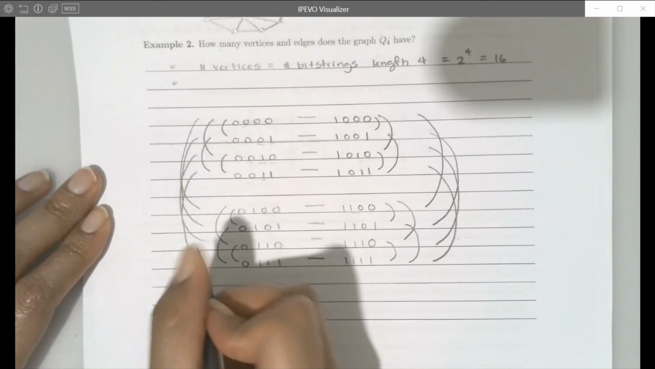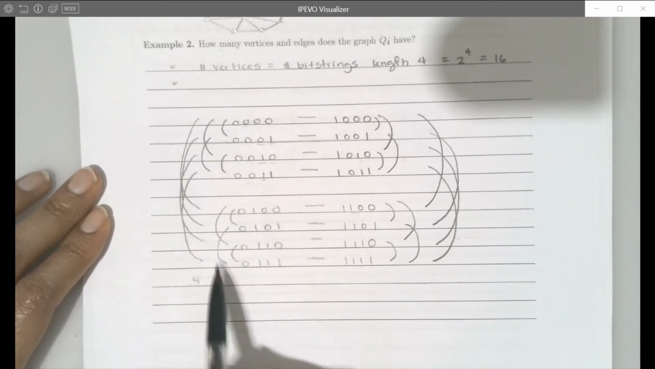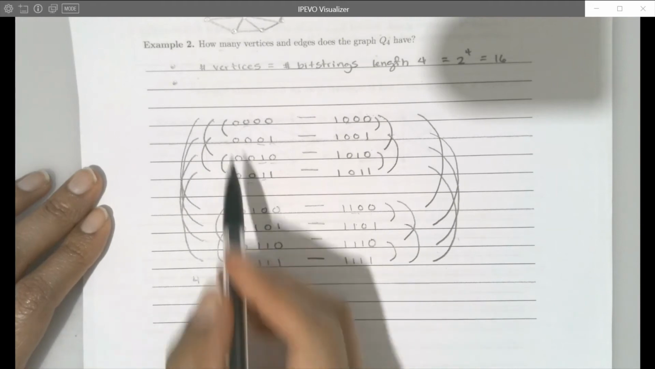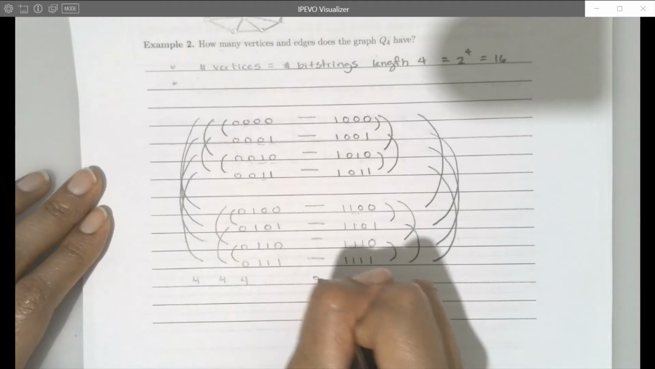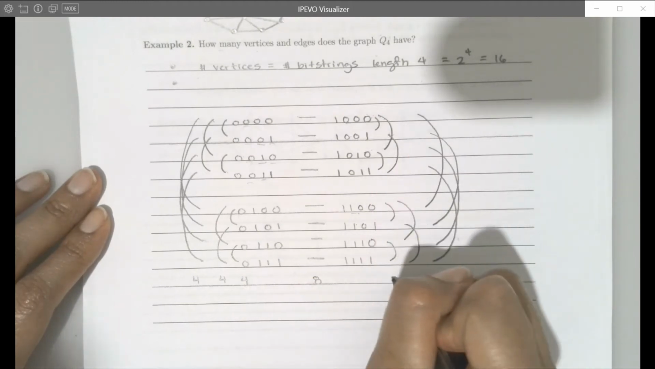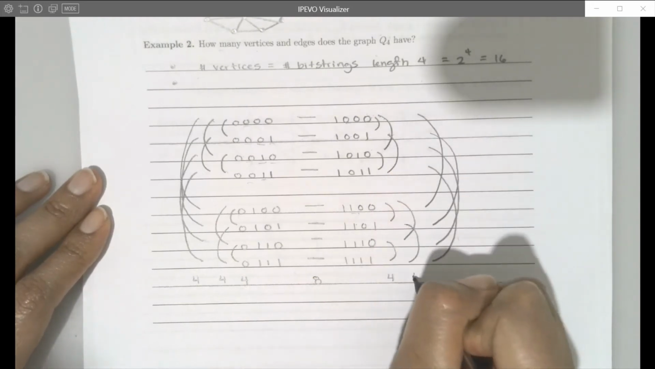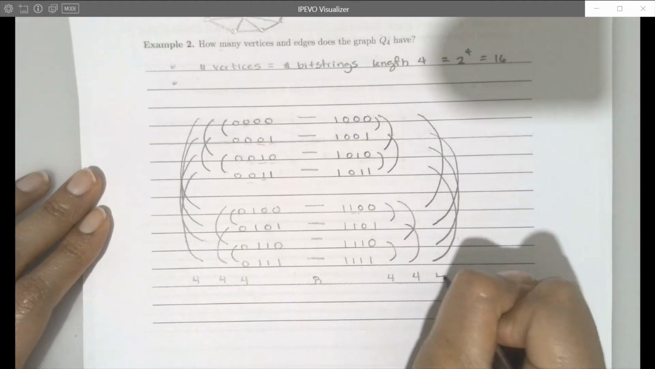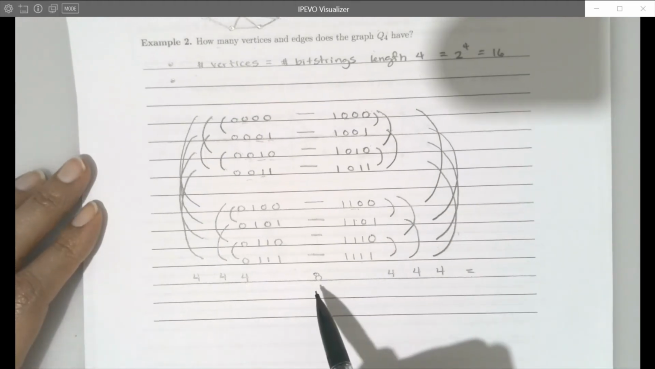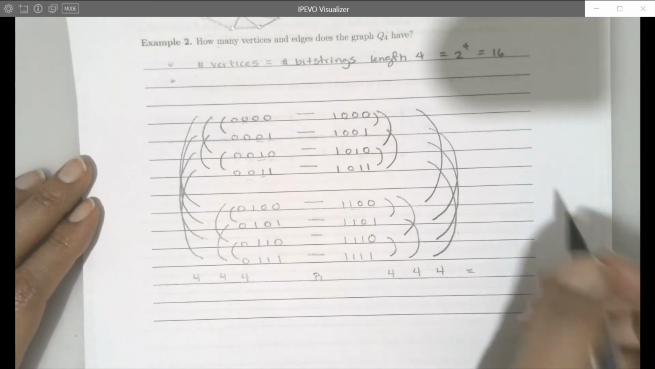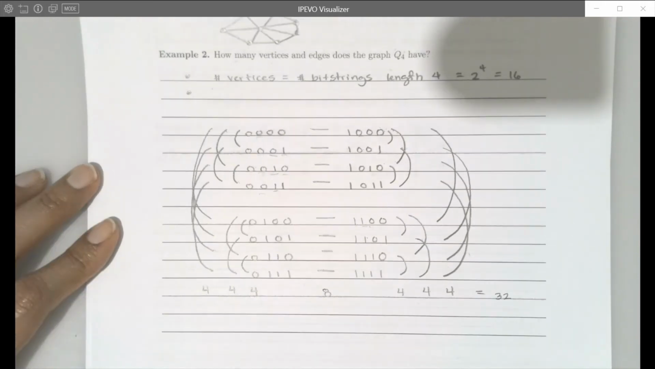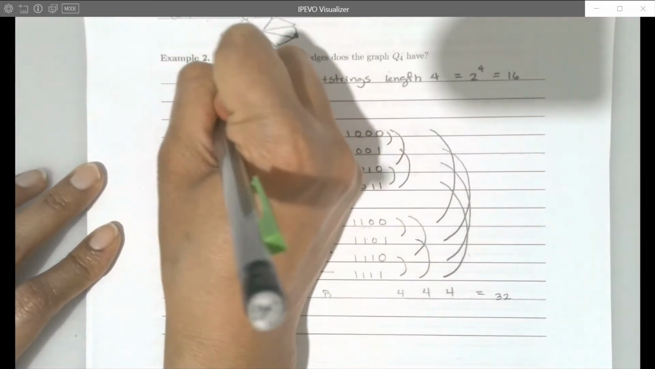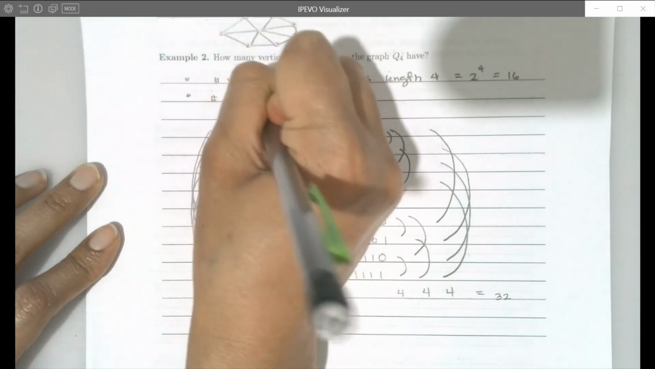So let's count how many edges those are. Here we have 4. At this level, we also have 4. At this level, we have 4 as well. Here we have 8. Here we have 4. Here we have 4. And here we have 4. So that's a 12. So that's a 24 plus an 8. That's going to give us a 32. So what that means is that the number of edges is 32.